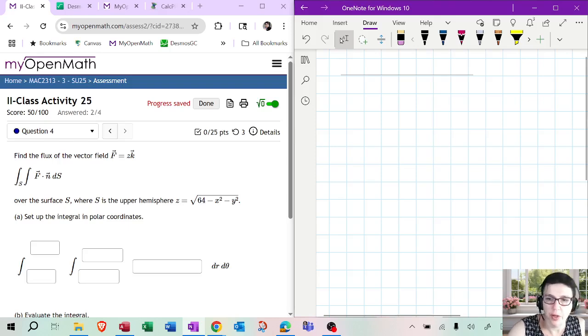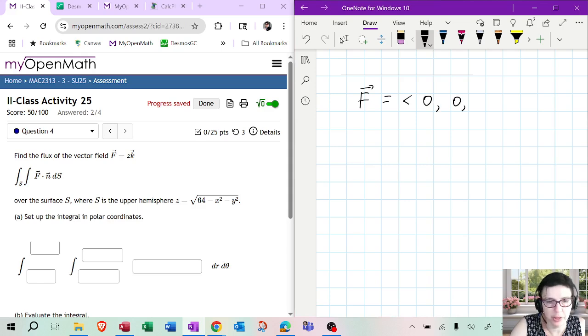In this video, we are going to compute one more flux of a vector field, and this one is very simple. It only has the k component, so the x and y components are zeros, and then we just have z. We want to compute it over the upper hemisphere, z equals square root of 64 minus x squared minus y squared.